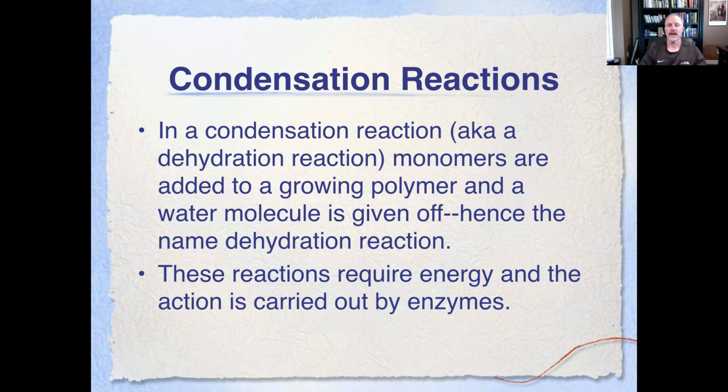Okay, so these condensation reactions are where monomers get added to the growing polymer. During that process, as we went over in class, a hydroxyl group on one atom reacts with either a hydroxyl or a hydrogen atom on another molecule, and H2O is given off. These types of reactions, whether dehydration or hydrolysis, require some energy, and the action is carried out by enzymes to help lower that activation barrier, which we'll talk about in chapter 8, a later chapter.